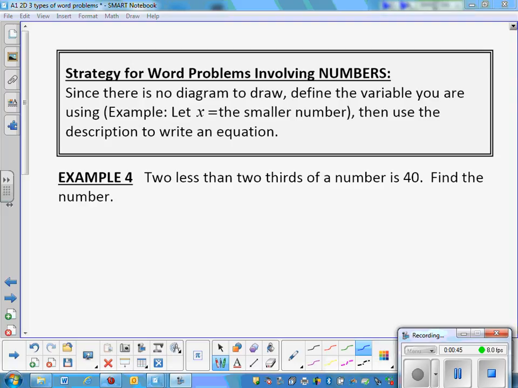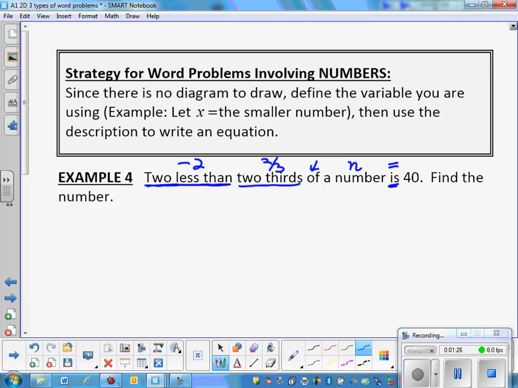So example 4, 2 less than 2/3 of a number is 40. Find the number. So here we have 2 less than. So we know that 2 less than is subtracting 2. 2/3 is a fraction, which we'd write like this, 2/3. Of always means to multiply. Now we don't know what the number is, so we'll let the number be equal to n. Is always represents equals 40.